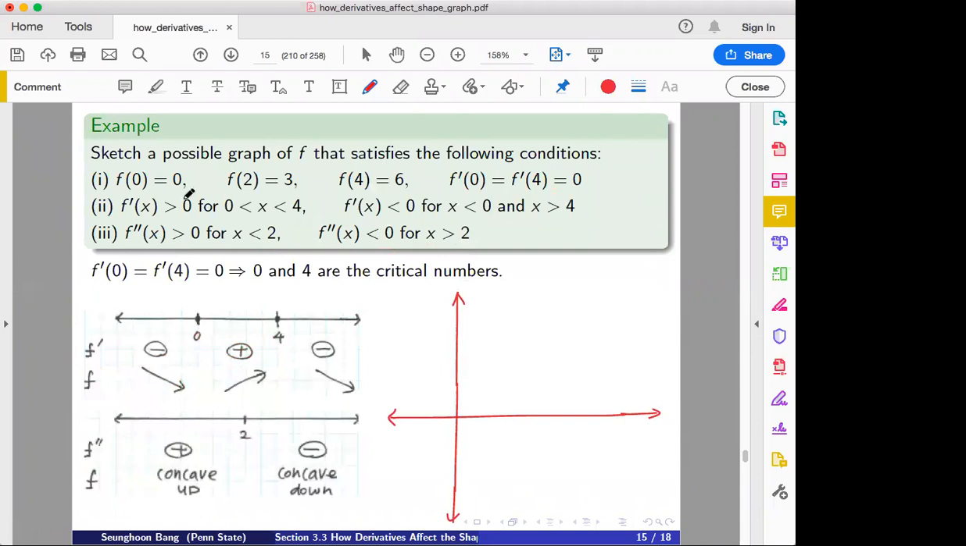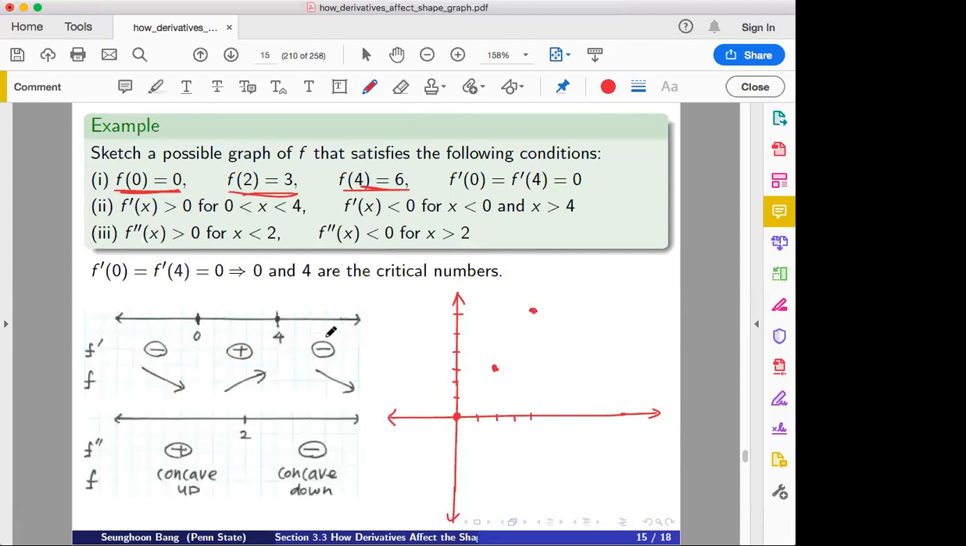Here you can plot the points. f of 0 is 0, so 0, 0. f of 2 equals 3, so here 1, 2, 3. This point. f of 4 is 6: 3, 4, 5, 6. So we have these points. You can connect these points.